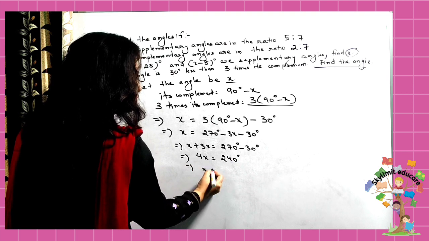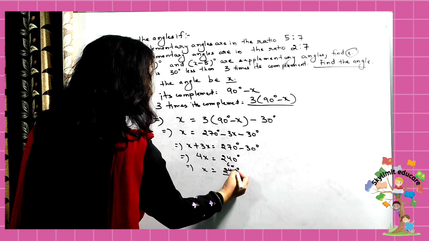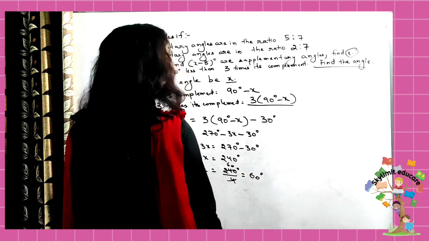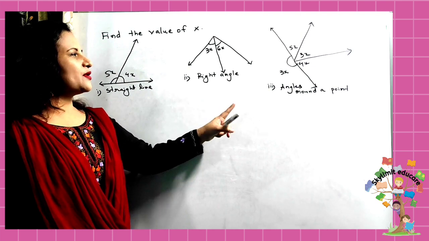So x will be equal to 240 degrees divided by 4. So what is the answer? 60 degrees. The angle is 60 degrees. And you can check. Now students, let us come to the next 3 questions.